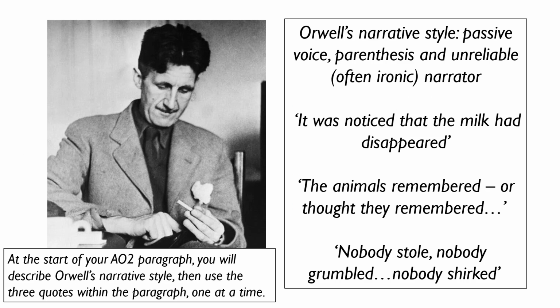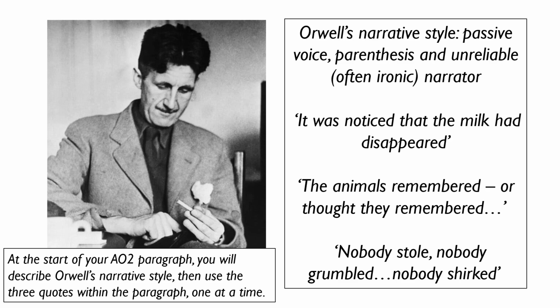The next quote is less a quote, and it's a series of smaller quotes. But from an AO2 point of view, this is about a style that Orwell uses. We're going to talk about the passive voice, parenthesis, and the unreliable narrator. Now, there are 3 quotes which are an example of these 3 techniques being used.